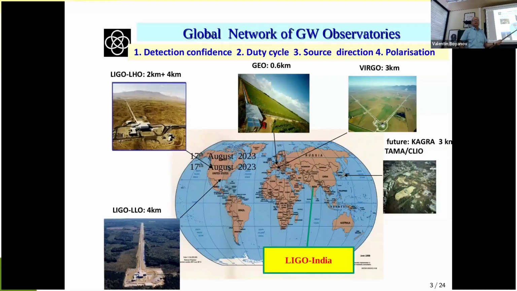Here is a global network of observatories. You need a global network because you want to locate where your source is. Is this any detector which is like the interferometer?